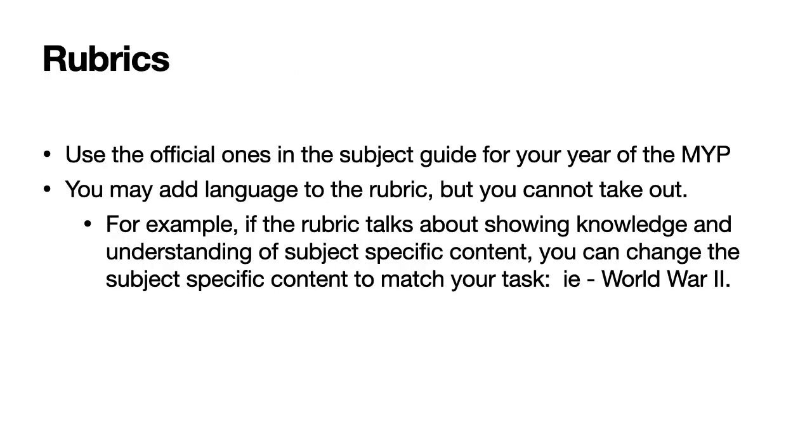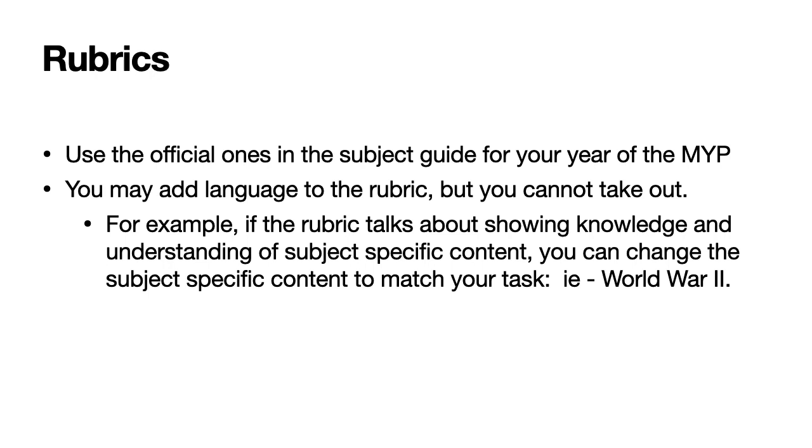I'm going to start with the rubrics. It's really important that you keep the official language of the MYP rubrics and use that with your students. All these rubrics are found in your subject guides, and you want to pick the one for your year. For example, if you teach 8th grade, you would pick year 3. If you teach 6th grade, year 1. If you teach 7th grade, your school will make a decision on whether you use year 3, which is what I would recommend, or you go back to year 1.